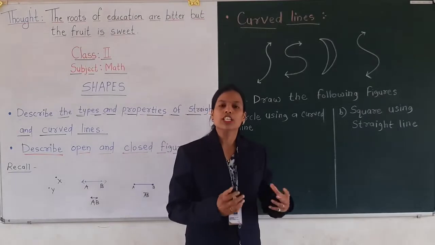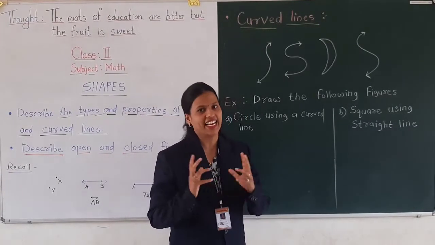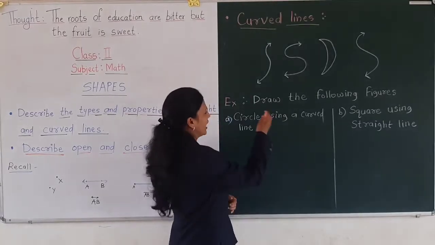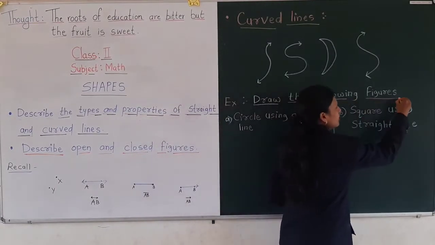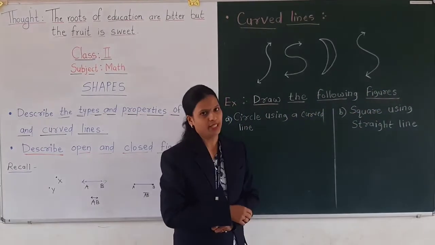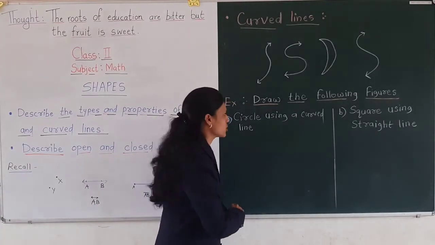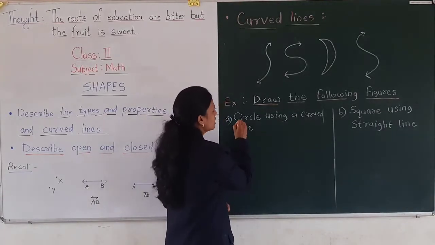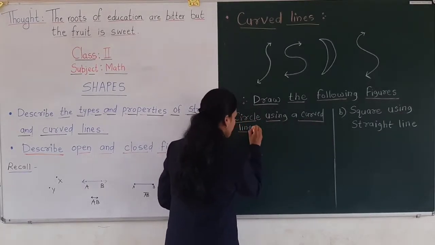So now we solve some examples based on curved lines and straight lines. The example is, draw the following figures. Students, are you ready? You have to draw with me. Okay? Take a pencil in your hand and write down the questions. What is the first question? Draw a circle using curved lines.